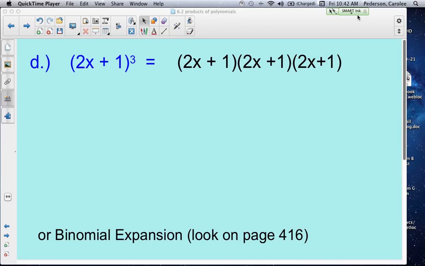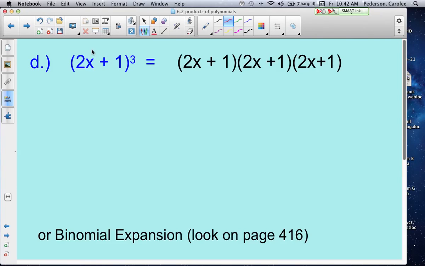A common mistake students want to do in this problem is they want to distribute this 3 in. So it'd be 2x cubed and then 1 cubed. That is not proper math. So please do not make that common mistake.